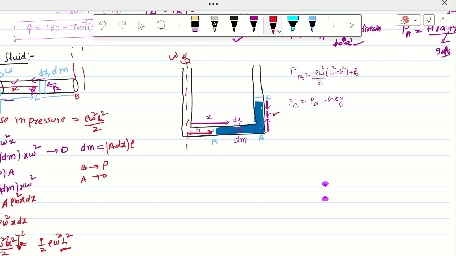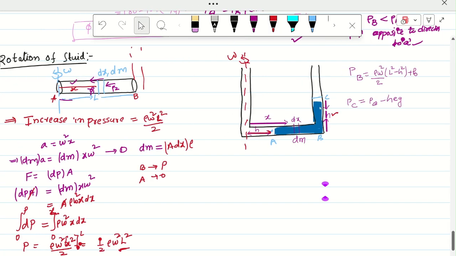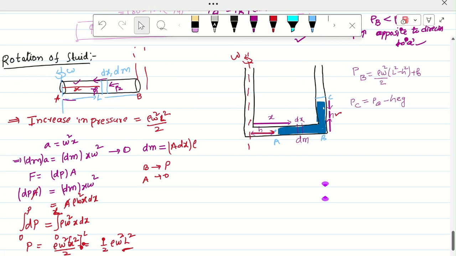Same as the previous problem. Consider a delta x element. Its small mass dm is equal to the same area into dx into density. So now, integrating the pressure: ma means pressure into area. So dm into a is equal to dp. Here the pressure in this direction, P2, is P plus dp. This side should be more and this side will be less, because the net force is like this. That's why this side is more, P plus dp.